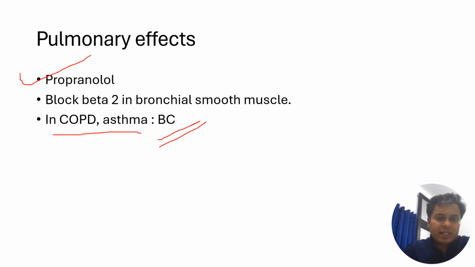If you use a non-selective beta blocker in such patients, then definitely the beta 2 receptors present on the bronchial smooth muscles are blocked. As propranolol is a non-selective drug, it will not only block beta 1, it will also block beta 2. Blocking beta 2 in the bronchial smooth muscles will further aggravate bronchoconstriction in such patients of COPD and asthma. Such patients might suffer from life-threatening conditions that can be precipitated by bronchoconstriction.